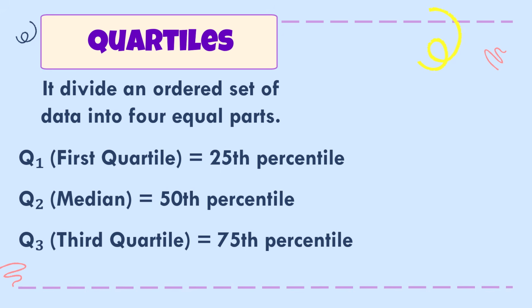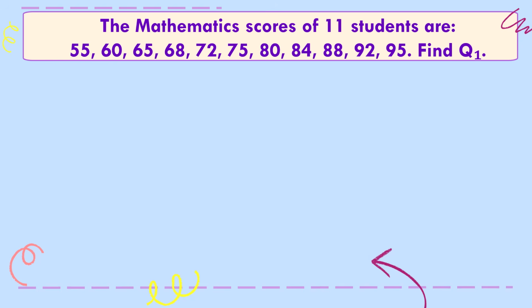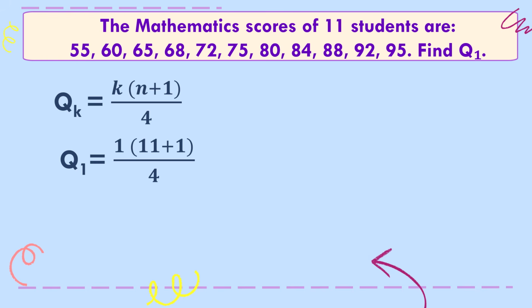The formula to identify the quartile k is Q_k = k times (n plus 1) over 4. The mathematics scores of 11 students are 55, 60, 65, 68, 72, 75, 80, 84, 88, 92, and 95. Let us identify quartile 1. The value for k is 1, and n is 11, so quartile 1 is equal to 1 times (11 plus 1) over 4.